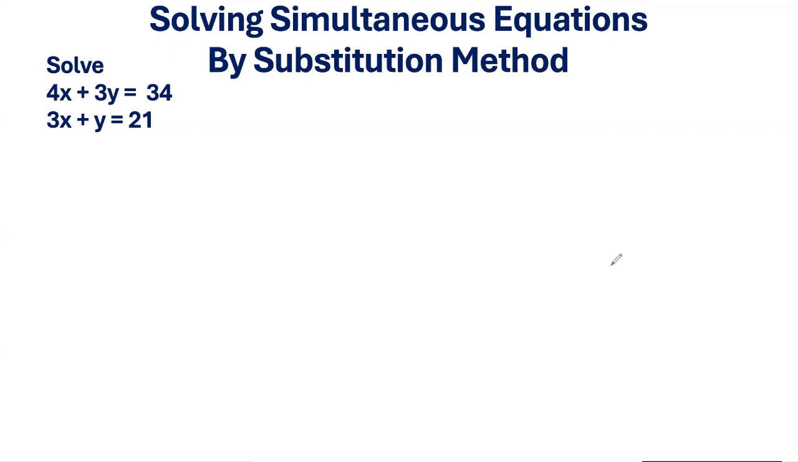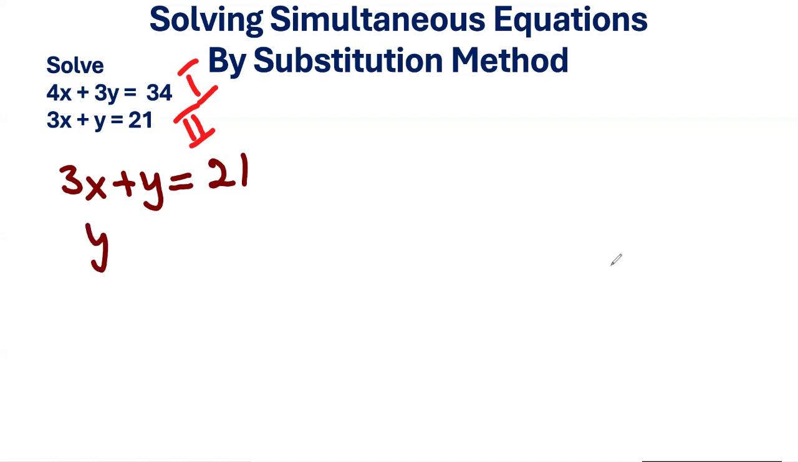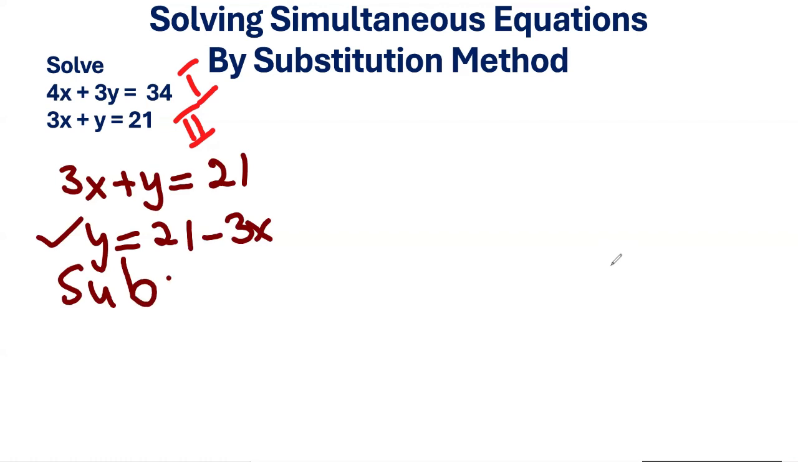So you can take out the value of y from equation number 2 and substitute in equation number 1. So value of y from equation number 2, 3x plus y is equal to 21. Y is equal to 21 minus 3x. This is the value of y. You can substitute this value of y in equation 1.